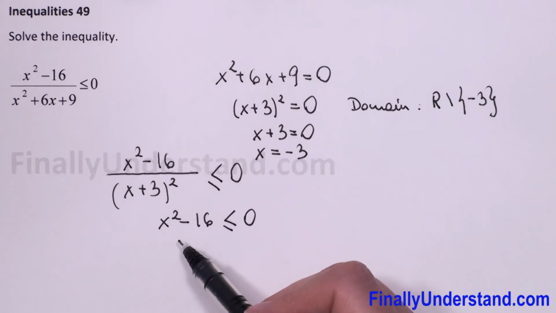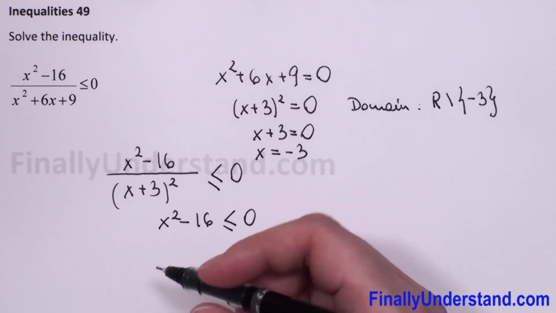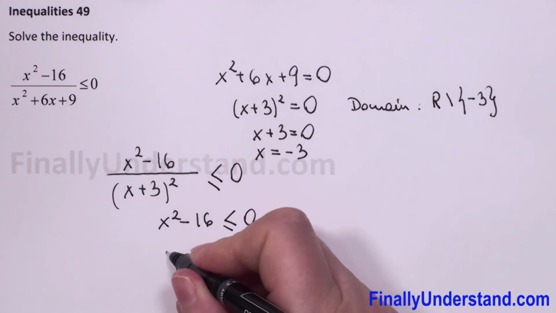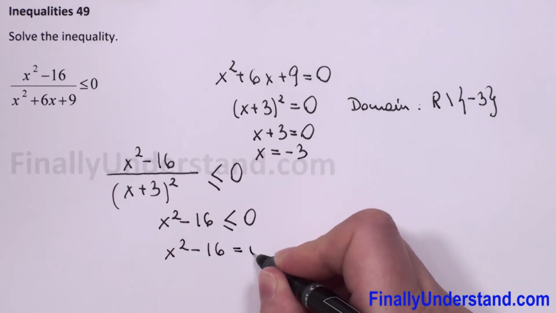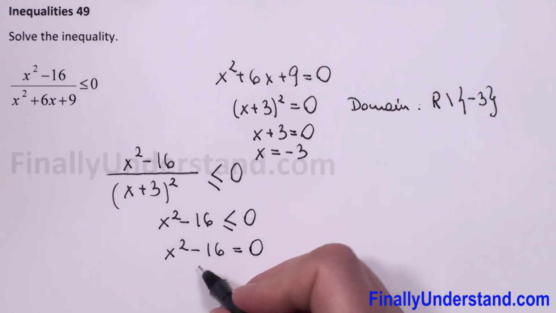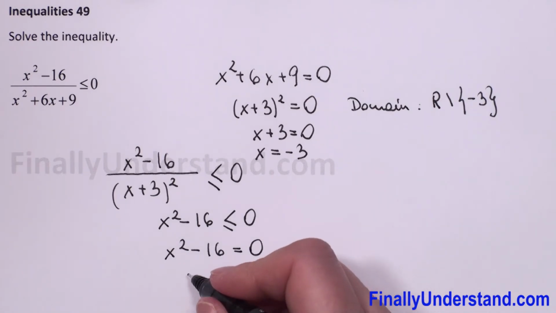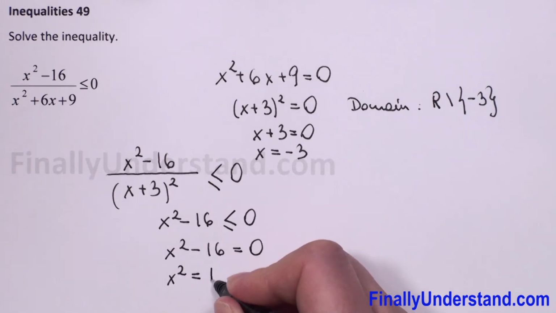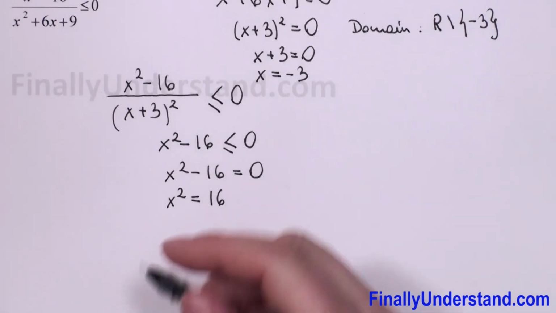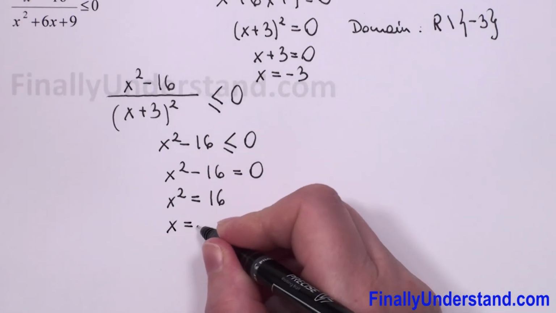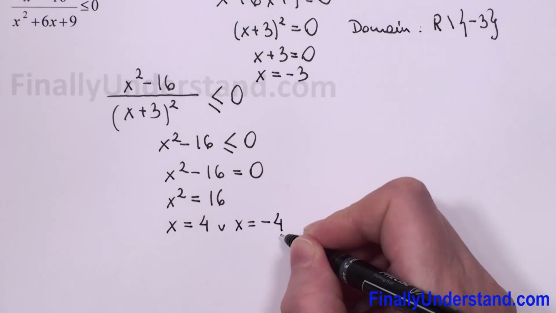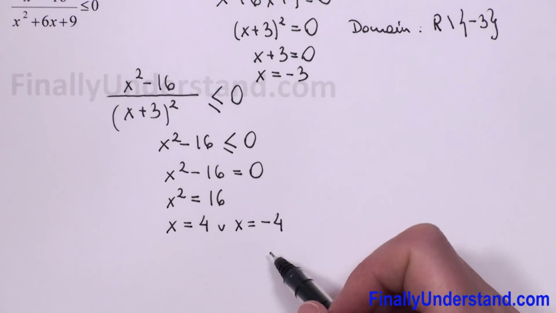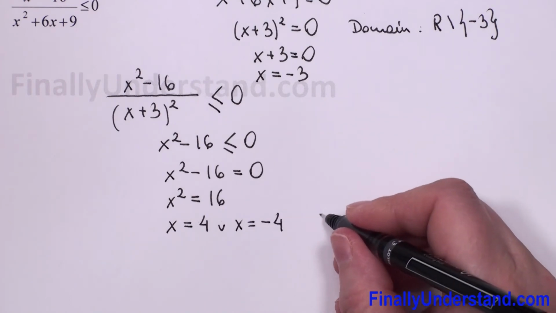It means first we have to make the left side equal 0. So we have x squared minus 16 equal 0. So we can move negative 16 to the right side. We will have x squared equals 16. So x equals 4 or x equals negative 4. We have roots.